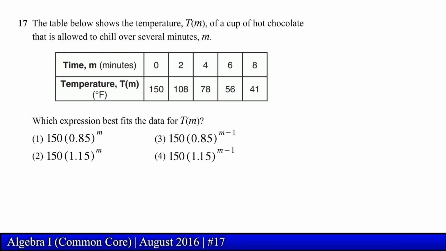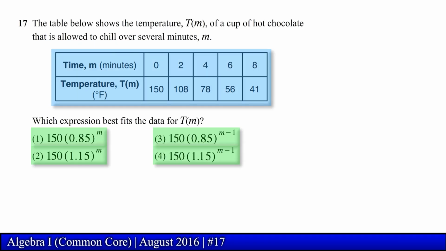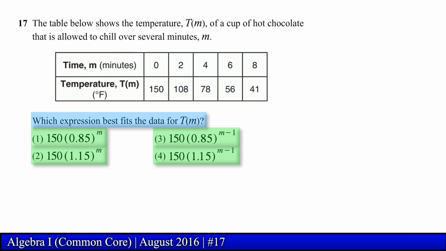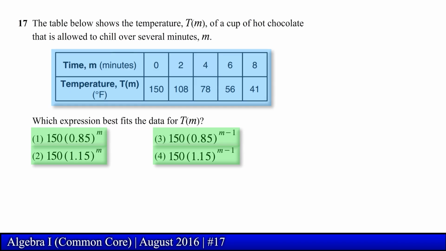In this problem, we are asked to determine which of the 4 expressions given best fits the data from the table. Since the question is asking us to determine which expression best fits the data, we need to analyze the data in the table, along with the expressions provided.